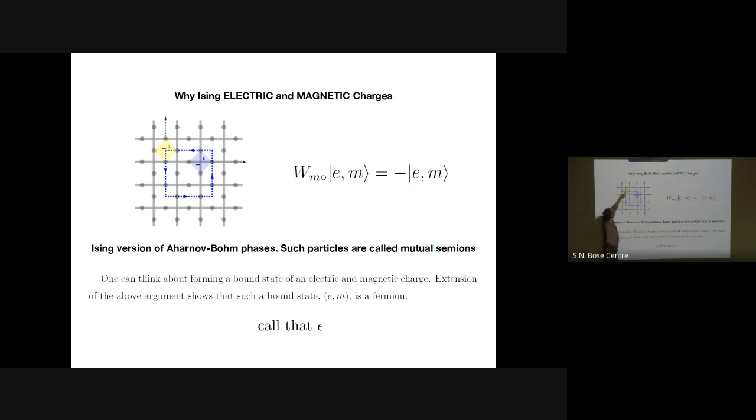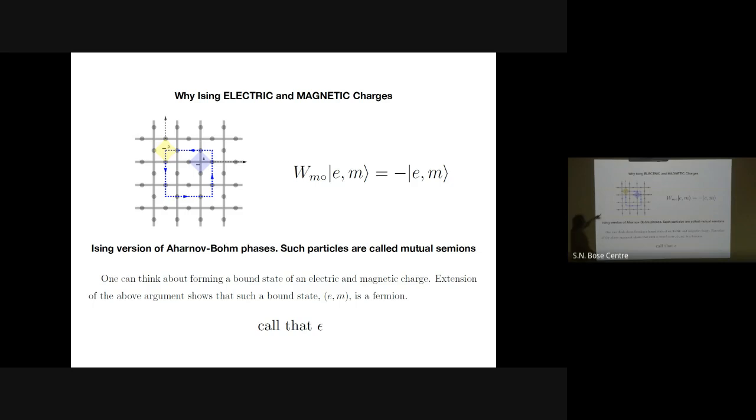So if I have this excitation and I move it around this other excitation, this operator is nothing but the product of the AS operators enclosed by the loop. And since there is one electric charge, the product of the AS operators is minus 1. So if I move this yellow excitation around this blue excitation, or this magnetic charge around this electric charge, the wave function gets a minus sign because the product of AS is minus 1. But minus 1 is e to the power i pi. So in other words, I gain a pi phase once I move one excitation around the other.